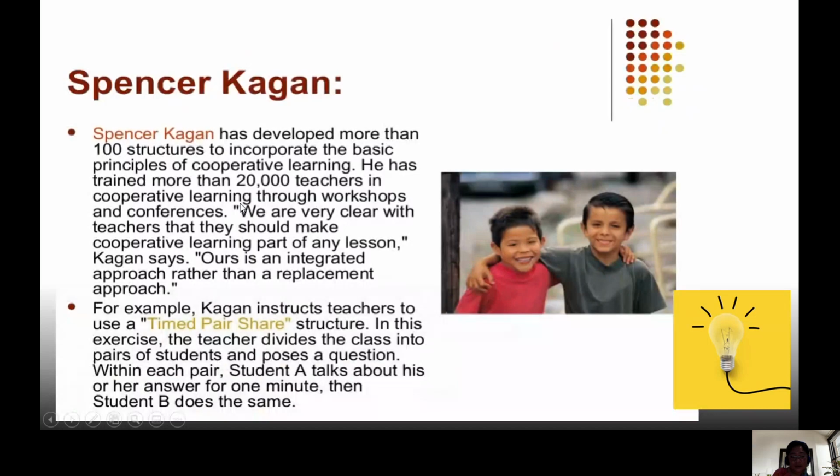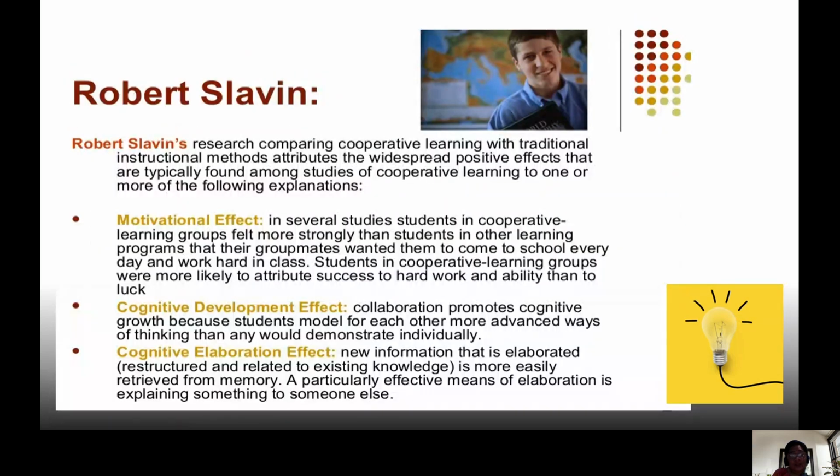So under his label is motivational effect, cognitive developmental effect, cognitive elaboration effect. So Slavin then focuses on these following effects of implementing cooperative learning. So first, motivational effect, cognitive development, and cognitive elaboration.